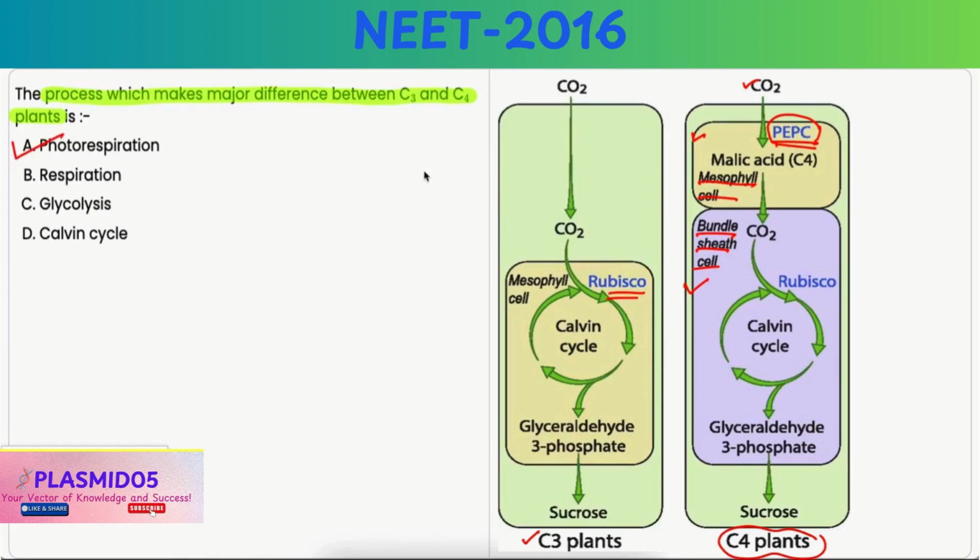Option B, respiration. It is incorrect because it is a universal process occurring in all living cells, including C3 and C4 plants. Option C, glycolysis. It is also incorrect because it is also a common metabolic pathway for glucose breakdown in all organisms. Option D, Calvin cycle. It is also incorrect because it occurs in both C3 and C4 plants, but the way carbon dioxide is delivered to the Calvin cycle is what differs.